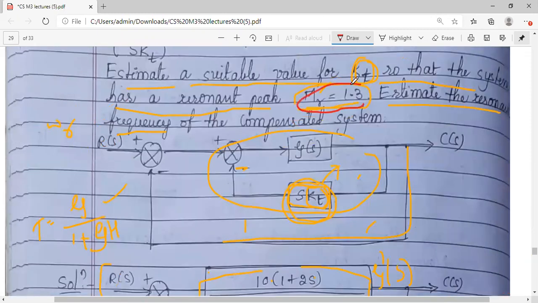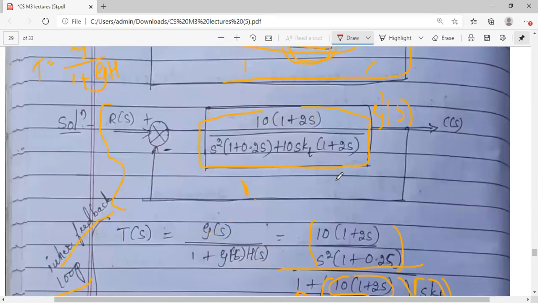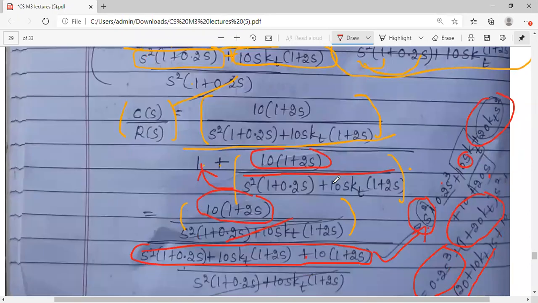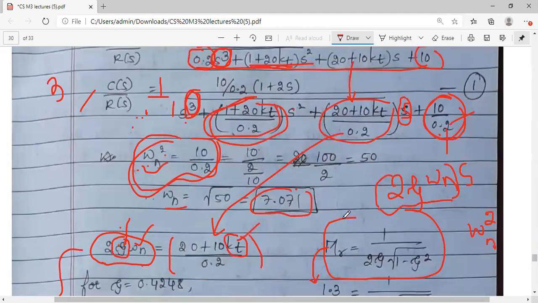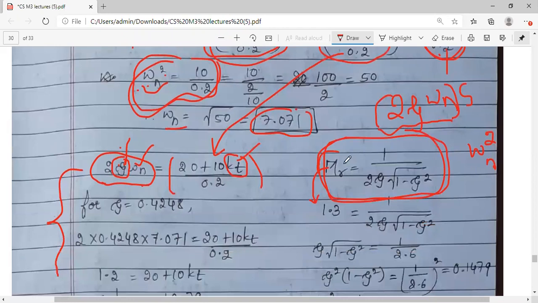See, Mr is given to you. Resonant peak value is given to you, so I'll make use of that equation. Resonant peak equation, which in the previous session we have seen the formula for, Mr is equal to 1 by 2 zeta root of 1 minus zeta square. So if Mr is substituted here, you can find zeta.